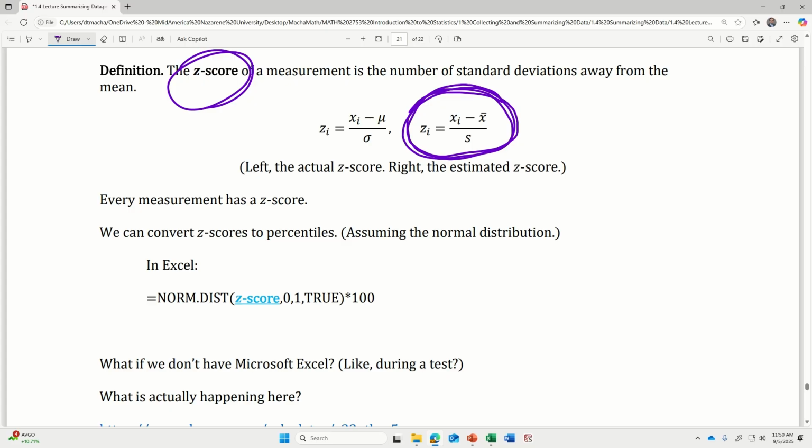That's a whole other topic. But if we can assume that our data follows a normal distribution, then we can convert z-scores to percentiles by opening up Microsoft Excel and using equals NORM.DIST, open parentheses. That's where you put in your z-score, and then comma 0, comma 1, comma TRUE, times 100. That's the formula for using Microsoft Excel.